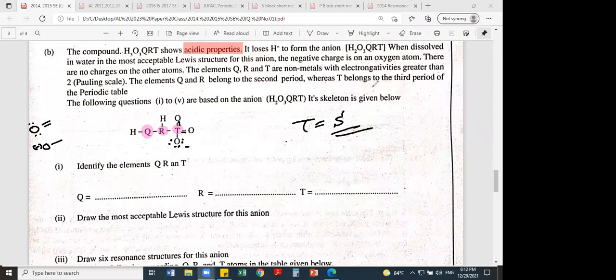Q, R, T are nonmetals. Electronegativity greater than 2, that's from carbon, nitrogen, oxygen. Carbon 2.5, nitrogen 3 and oxygen 3.5. Because they are greater than 2 and they are nonmetals. All three are nonmetals. The others you can't take. Hydrogen also you can take, but hydrogen will never become.